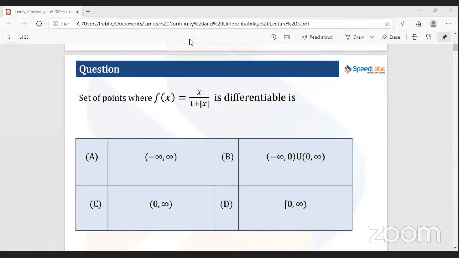Okay, Nishchay, did you try the question? Yes, ma'am. Answer आया? Is it B? No, it's not B. Okay, we'll discuss it now. No problem.